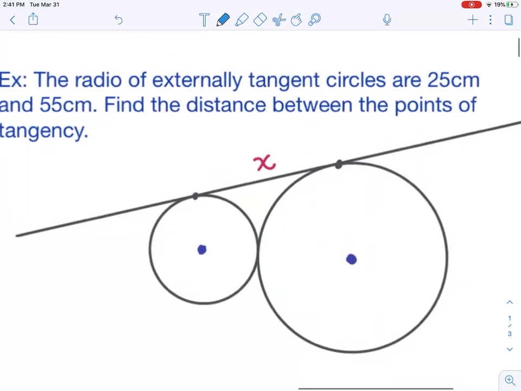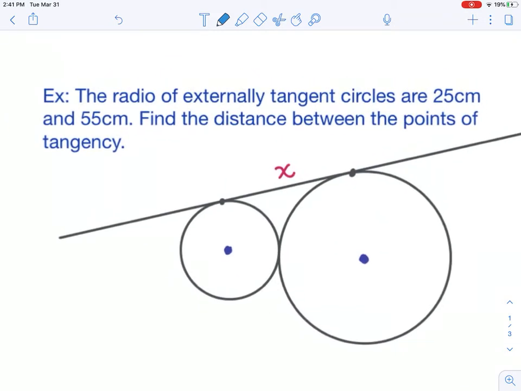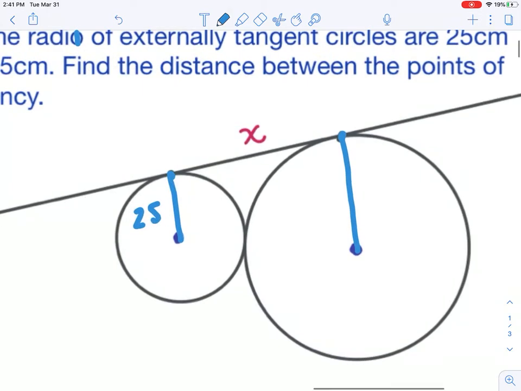Okay, this one is trickier. This should say the radii of externally tangent circles are 25 and 55 centimeters. Find the distance between the points of tangency. These are the points of tangency. I want to find the distance between those points of tangency. Circles are all about where you draw the radius. I'm going to draw the radius right here and right here. 25 and 55.